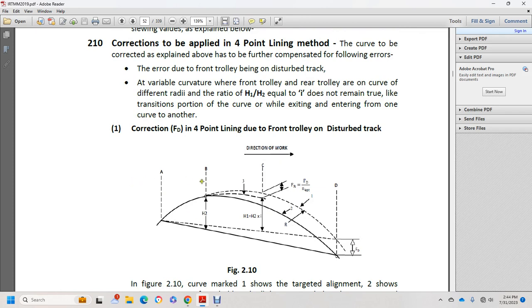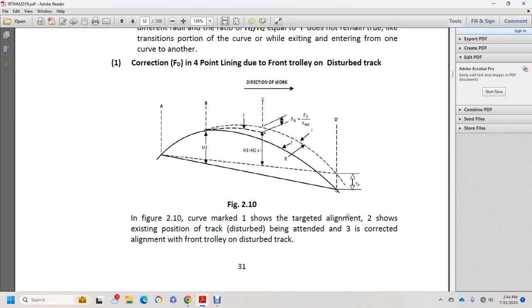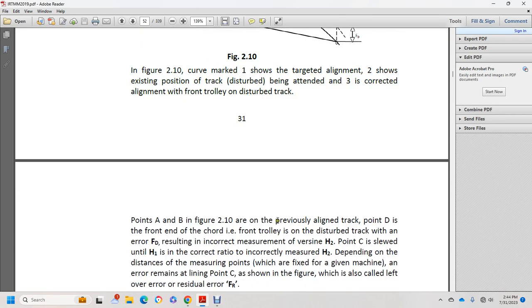So you have your trolley points A, B, C, D, and E. Direction, location: FR equals the FD over the 4 point, and FD is over here at the side of D. In figure 210, the curve marked 1 shows the target alignment, 2 shows the existing position, and 3 shows the position of the track corrected with the alignment of the front trolley on the disturbed track.